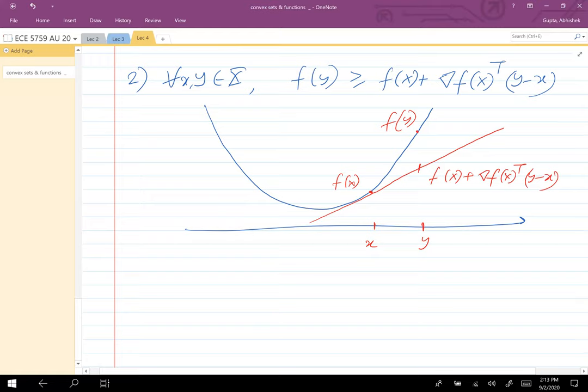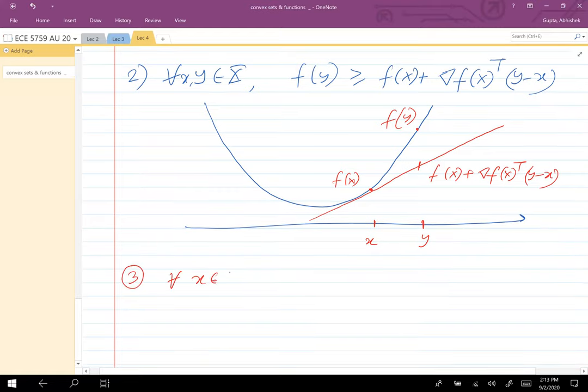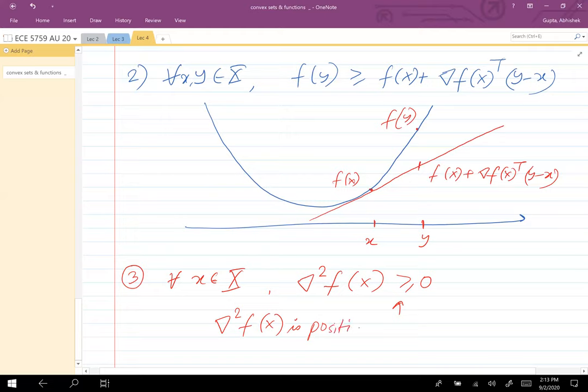Okay. Let's move on to the third definition, which is for every x in capital X, the second derivative of the function evaluated at x must be greater than or equal to zero. And remember, this greater than or equal to sign implies that the Hessian is positive semi-definite.